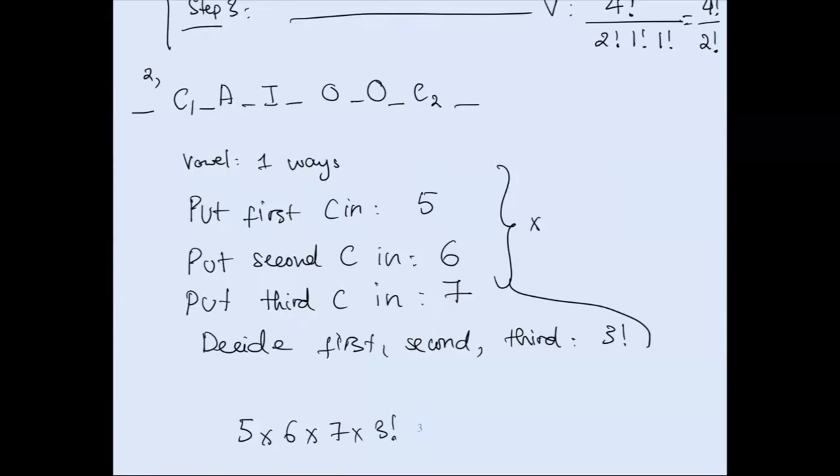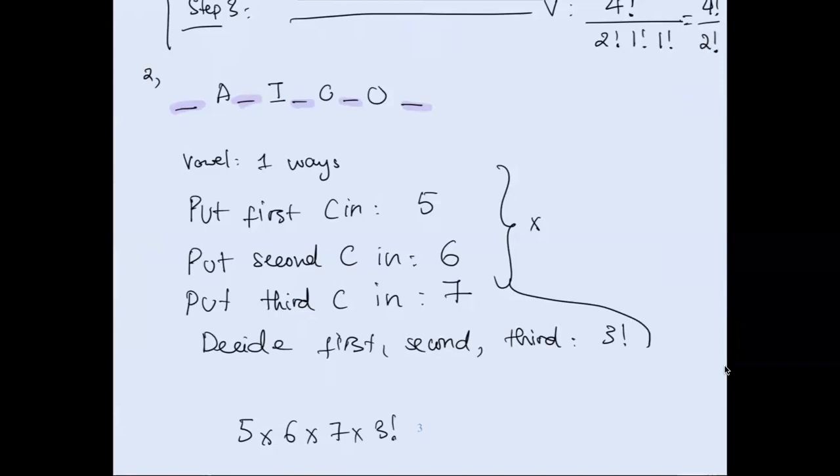Okay, so let's start from the beginning. First, I have to make sure that all the vowels are in the order A, I, O, O, right? And then after that, I will decide the position to put the first consonant in. How many positions is that? I can put it in any blank space that I have. I can put it here or here or here or here or here. So I have 5 possible places to put the first consonant in, right?